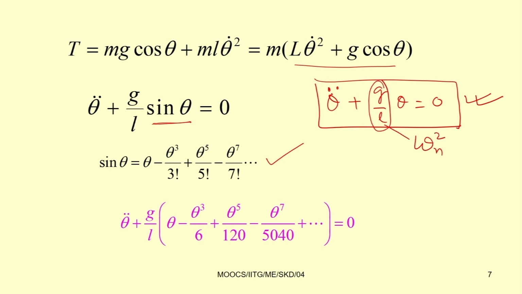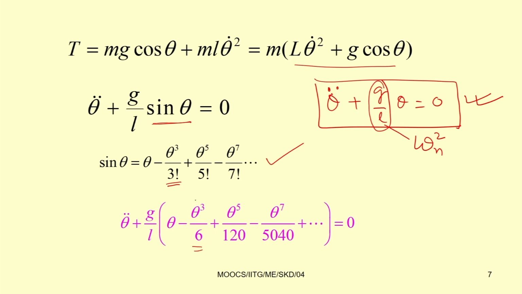But if theta is not small, then you can expand it and write sin theta equal to theta minus theta cube by 3 factorial plus theta to the power 5 by 5 factorial minus theta to the power 7 by 7 factorial. So, the equation of motion can be written as theta double dot plus g by L into theta minus theta cube by 6 plus theta to the power 5 by 120 minus theta to the power 7 by 5040 equal to 0.